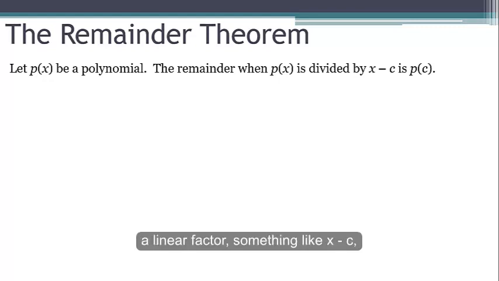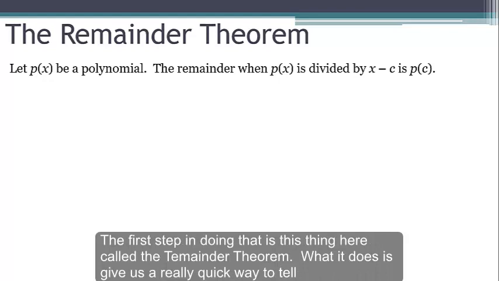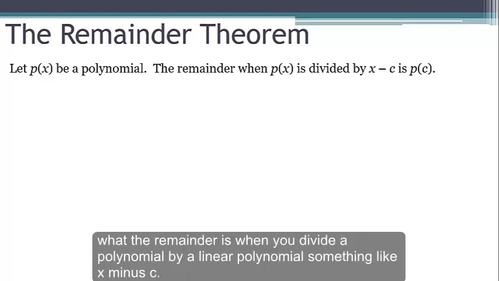a linear factor, something like x minus c, a factor of a polynomial, or isn't it? And the first step in doing that is this thing here. It's called the remainder theorem. But what this is it gives us a really quick way to determine what the remainder is when you divide a polynomial by a linear polynomial, something like x minus c.